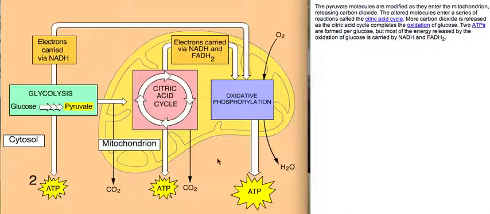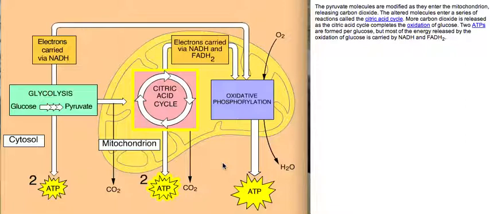The pyruvate molecules are modified as they enter the mitochondrion, releasing carbon dioxide. The altered molecules enter a series of reactions called the citric acid cycle. More carbon dioxide is released as the citric acid cycle completes the oxidation of glucose.